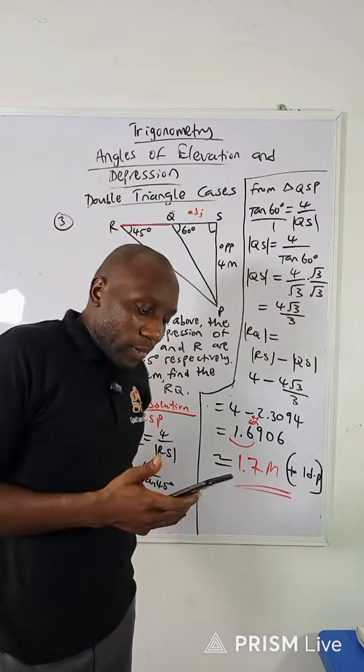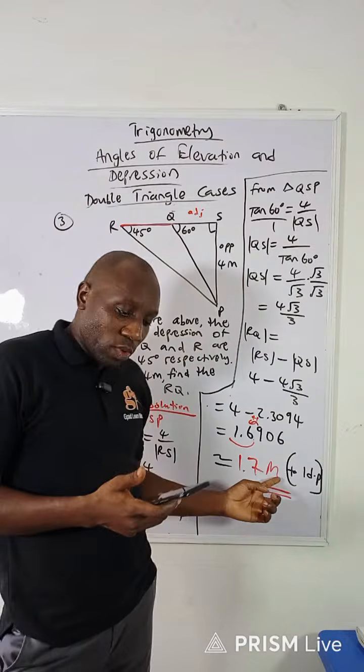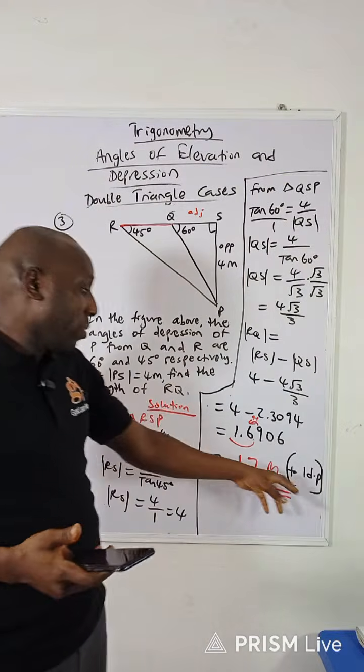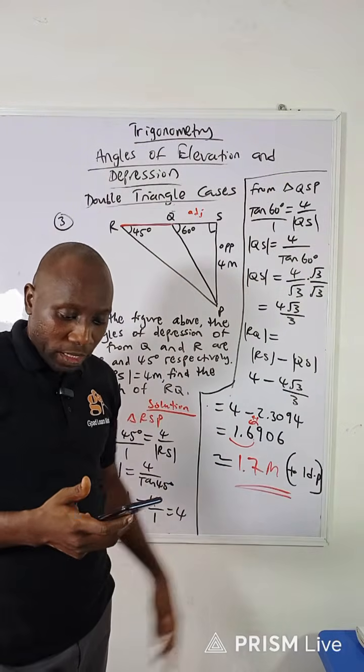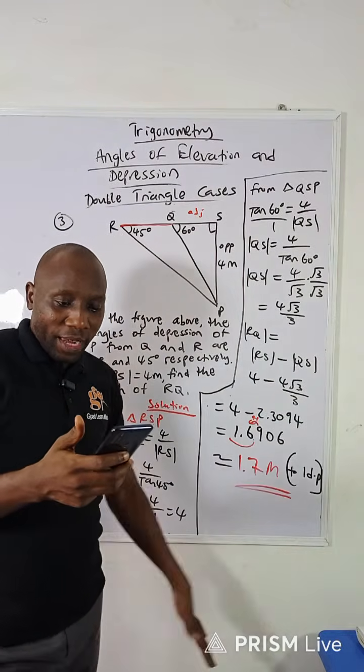Excuse me. So that's it. Any question before I move on? So the answer is 1.7 meters, by the way. If you round off to 1 decimal place, you're going to get 1.7 meters. Is that okay? Any question?